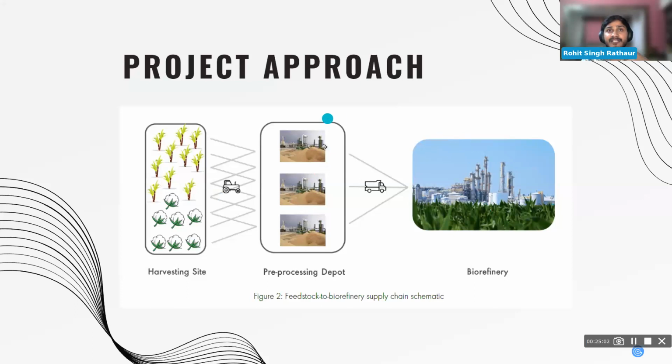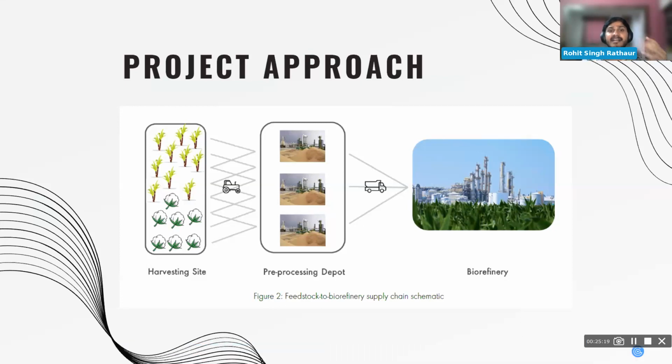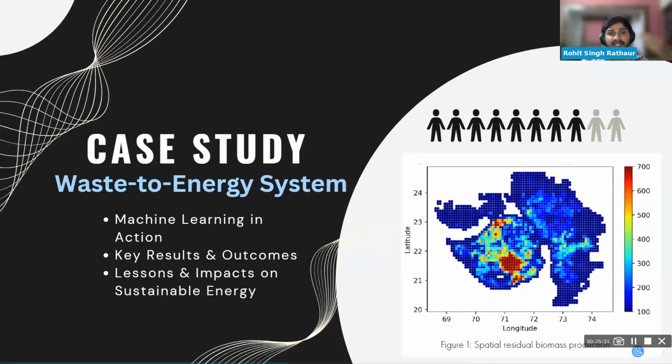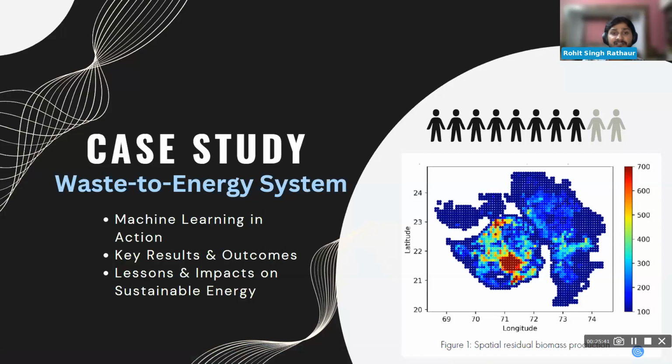So to figure out these two locations, the pre-processing depot and the biorefinery, we will need the supply chain concept. The overall problem statement was around converting waste into energy. If you see this map again, let me repeat once more. This map corresponds to the yearly residual biomass available in the state of Gujarat, which is in the western part of India.